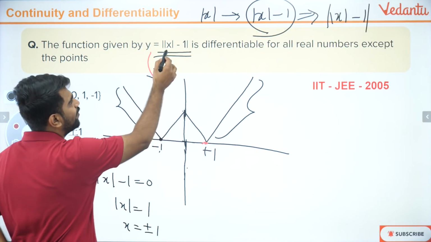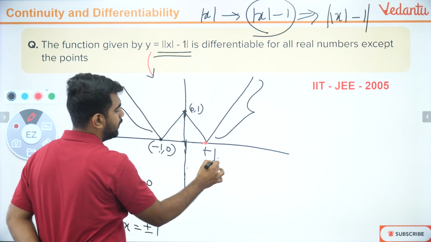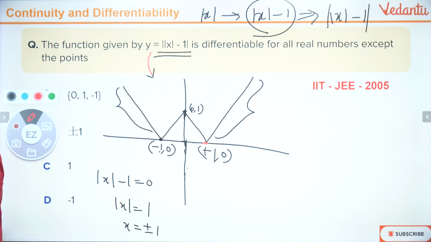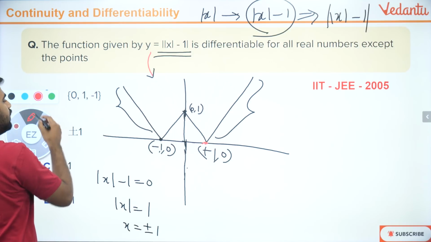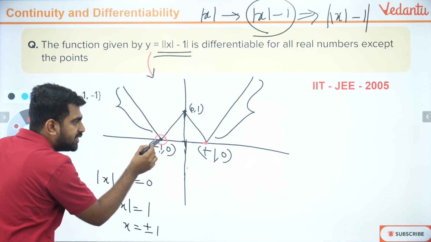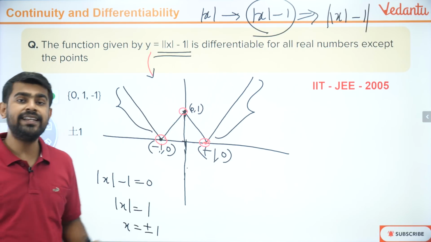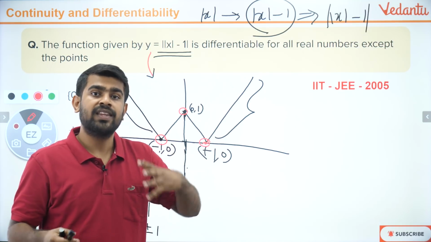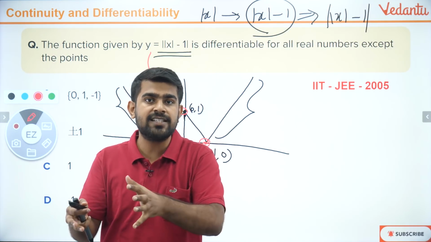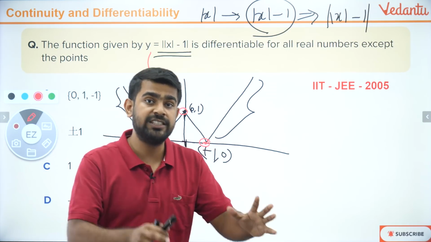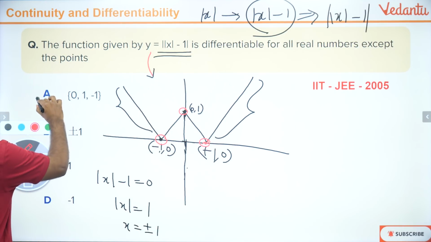And when x is 0, what is the value of y? The value of y is 1. So 0, 1. This is minus 1, 0 and plus 1, 0. So what are the points at which my function is not differentiable? I said not differentiable means the graph will have sharp edges. Can you see this is a sharp edge? This is a sharp edge and this is a sharp edge. So there are totally 3 points where my function has sharp edges. At these sharp edges, I will not be able to differentiate the function. Therefore, my answer is option A, which is 0, 1 and minus 1.